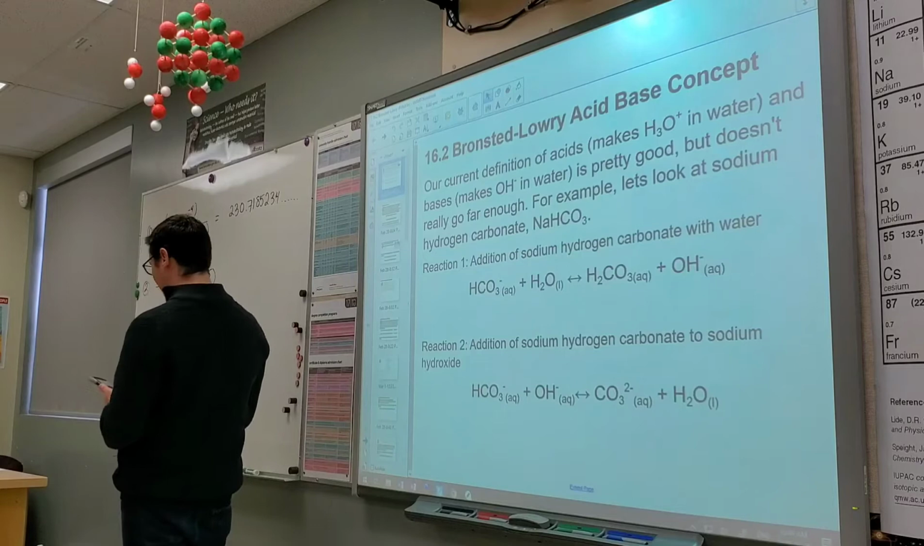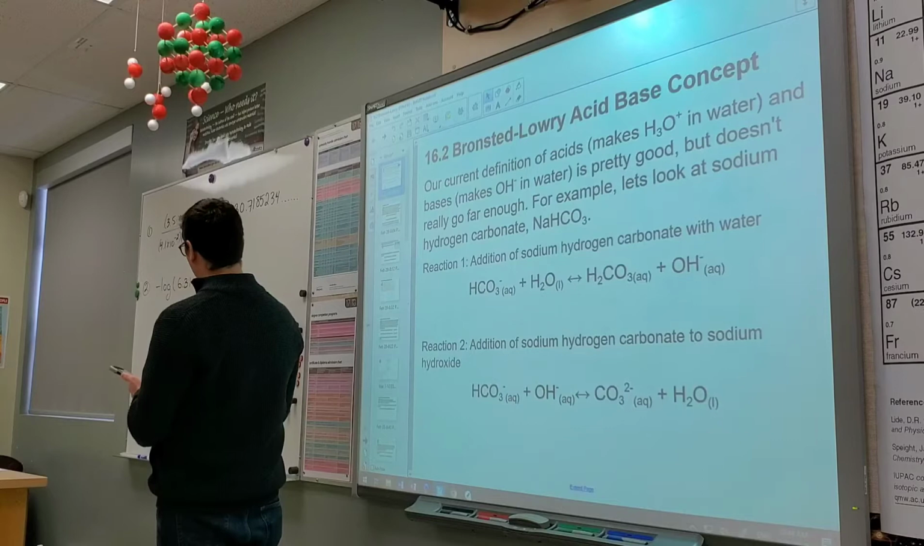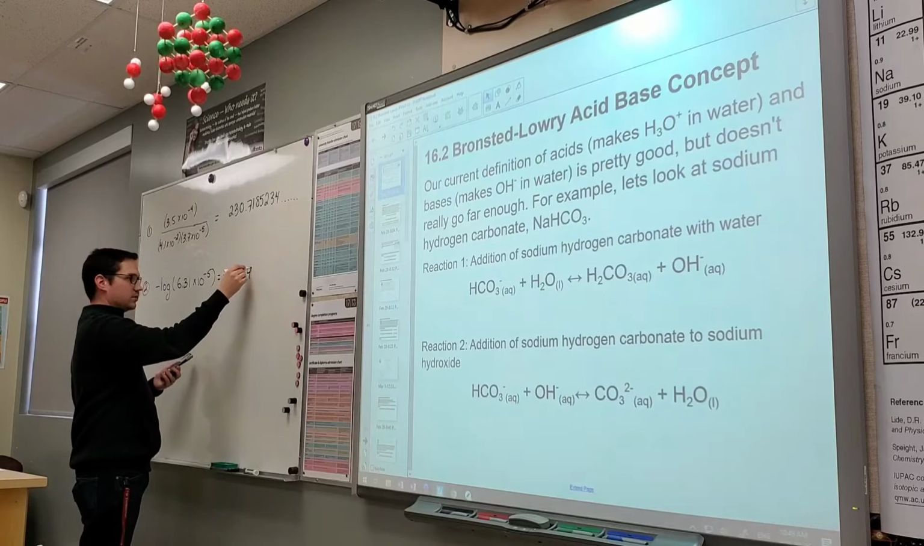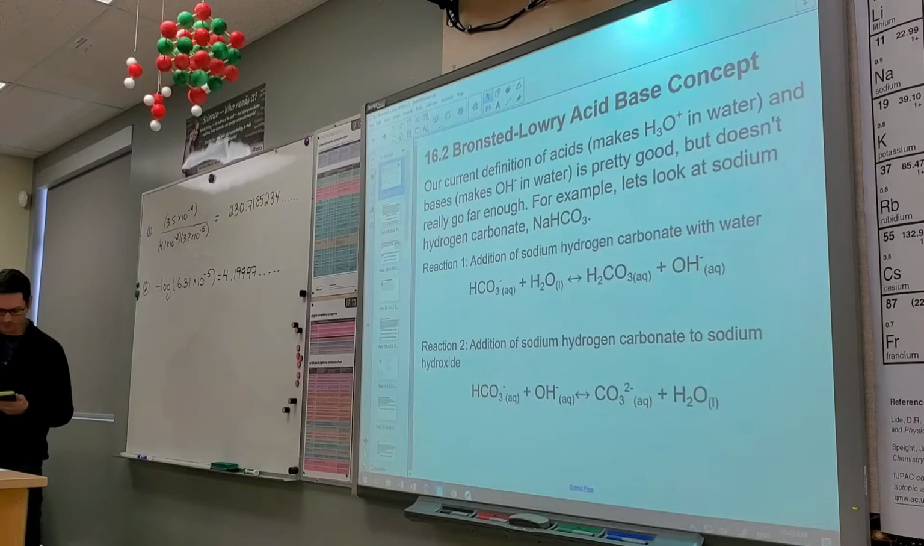Then let's take the negative log of 6.31 times 10 to the negative 5. Your calculator should spit out something like this. Hopefully that's okay.